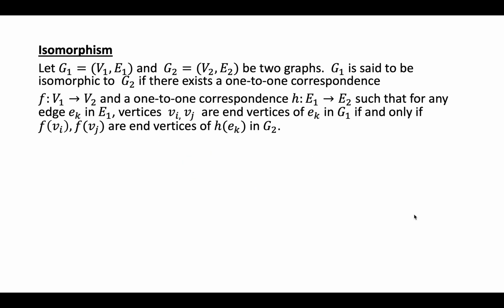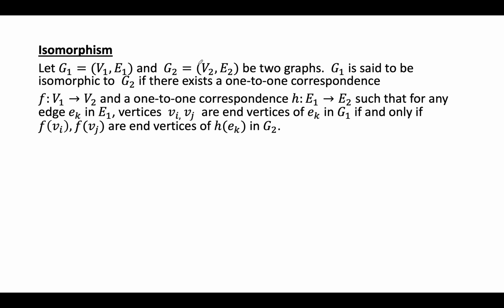The second part of our session today is talking about isomorphism. When we got two graphs, G1 is said to be isomorphic to G2 if there exists a one-to-one correspondence from vertex set 1 to vertex set 2 and a one-to-one correspondence from E1 to E2, such that for any edge EK in E1, vertices VI, VJ are end vertices of EK in G1 if and only if I and J are vertices of the corresponding edge in G2. What do we mean by this?